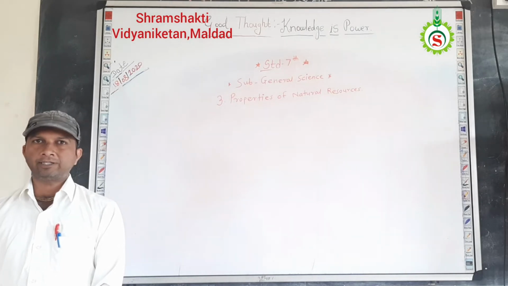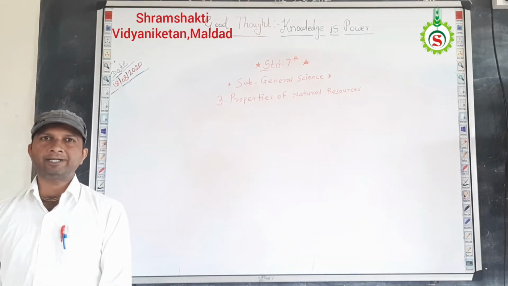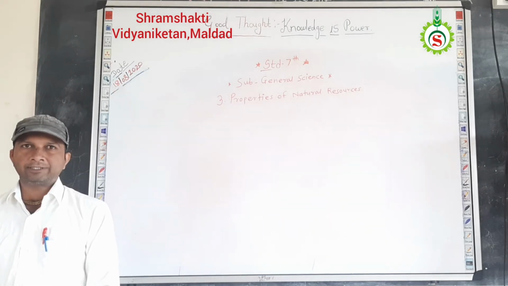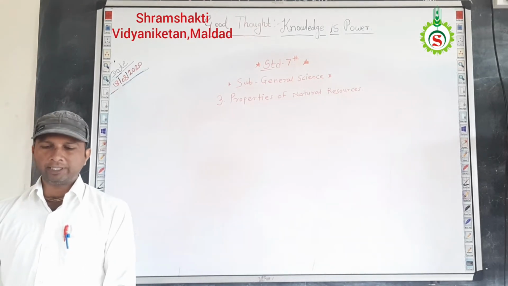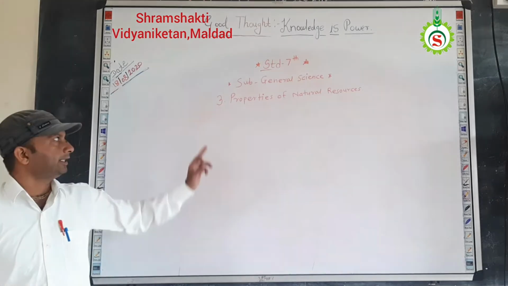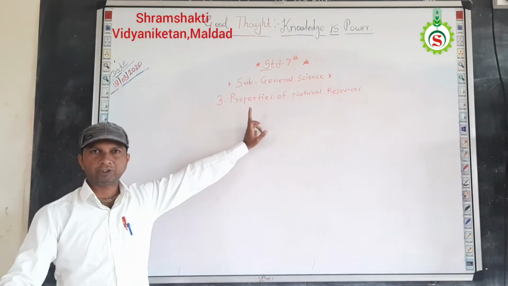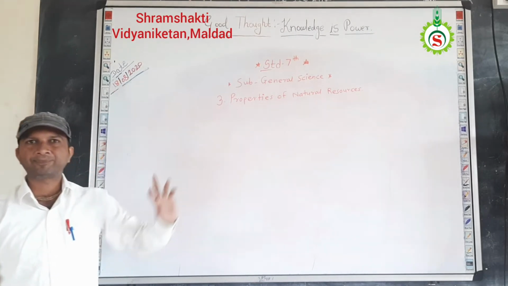During the last lecture of General Science, we completed the second chapter of your syllabus. From today, we are going to learn chapter number 3. The name of the chapter is Properties of Natural Resources. This is your third chapter.